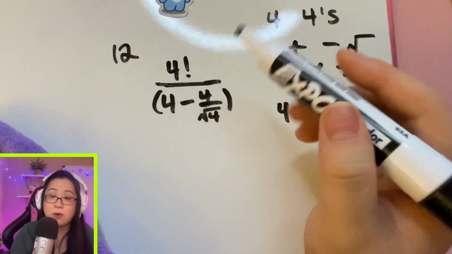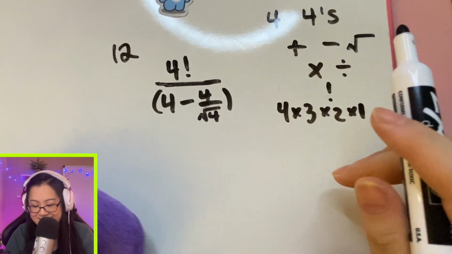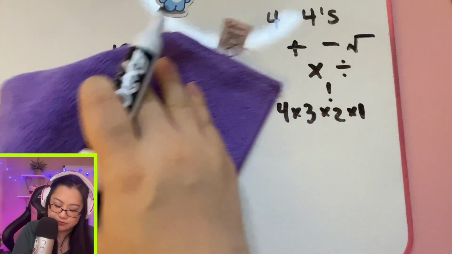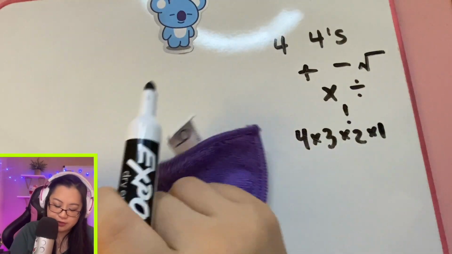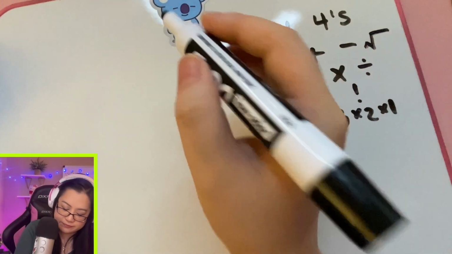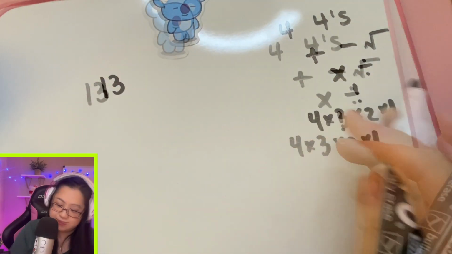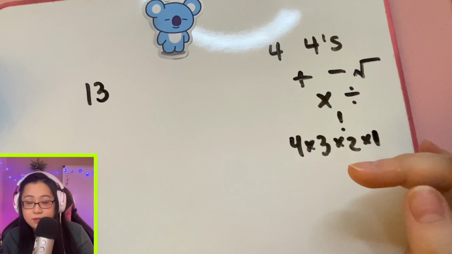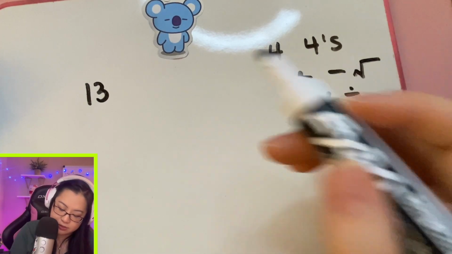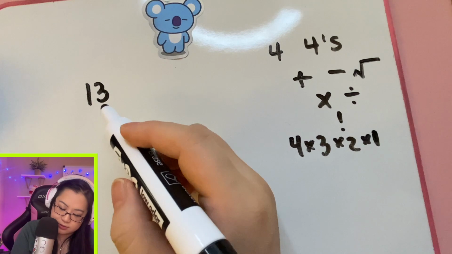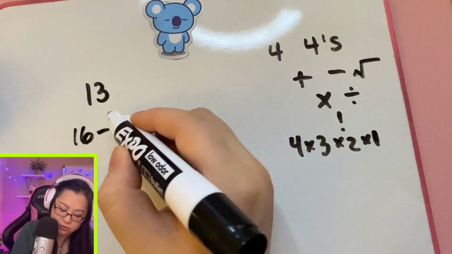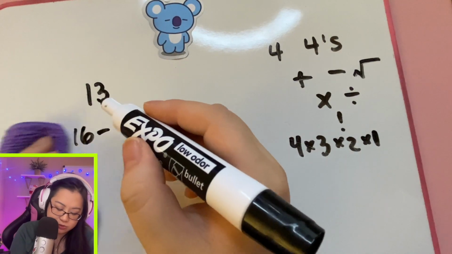1, 2, 3, 4. Okay. Wow, it was very ambitious to try and do 50 in one sitting without really just kind of on the spot here. 13, 13. Let's see, so we can do 16 minus 3, so that's 4 squared minus 3.